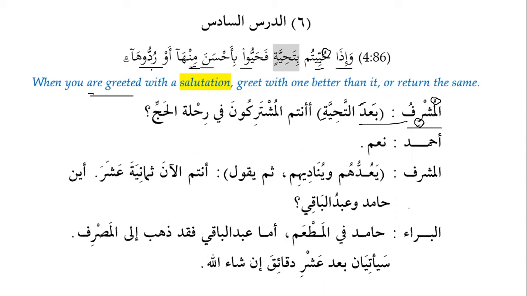Please remember, in the previous lessons we have discussed that all the mudaf verbs, for example, jarra yajurru, radda yaruddu. When you want to make fi'l al-amr, we will put dhamma only in the beginning, and it will be rudda, ruddu, rudduha, or return the same. The example we discussed in the previous lesson was jurra al-kursiyya, drag the chair. So rudduha, all mudaf verbs. When we make fi'l al-amr from radda, it will be rudda. From jarra, when you greet with a salutation, greet with one better than it, or return the same.